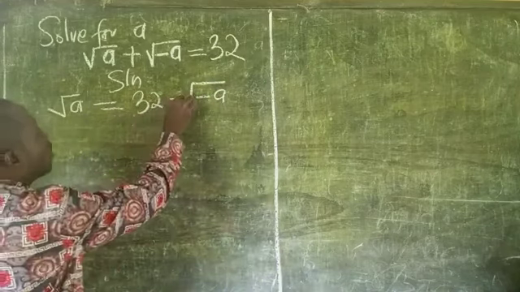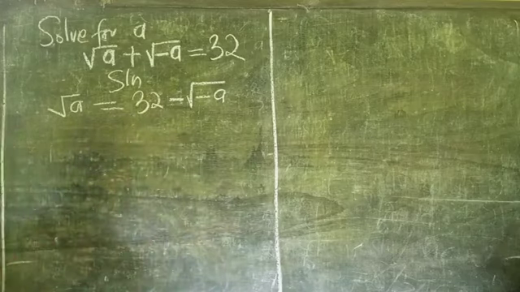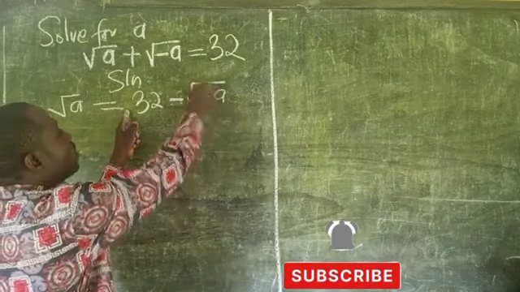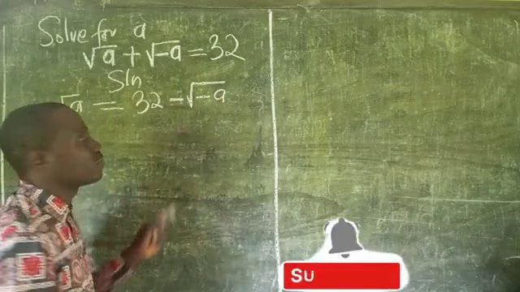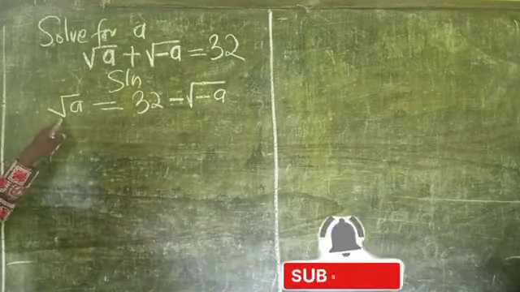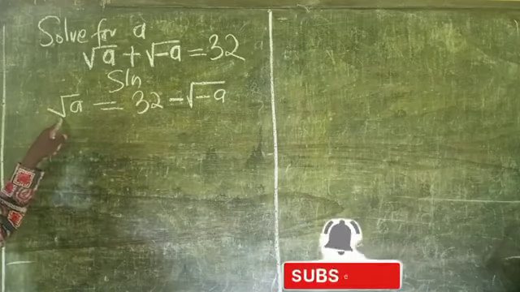Why I did this was to have the concept of difference of two squares. I have a negative sign already, so what should I do? I'll square both sides. If I square both sides, it will give me room for the difference of two squares on the right hand side. It will also enable me to eradicate the square root from the a. So it's a win-win kind of thing.